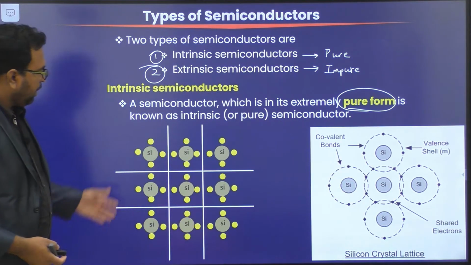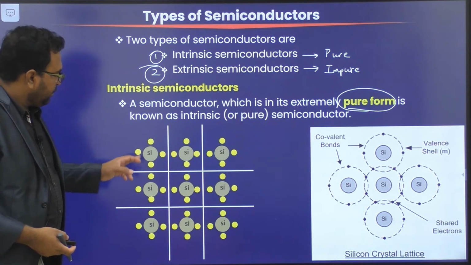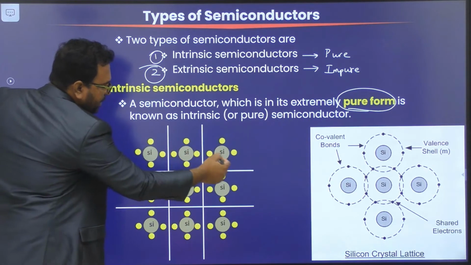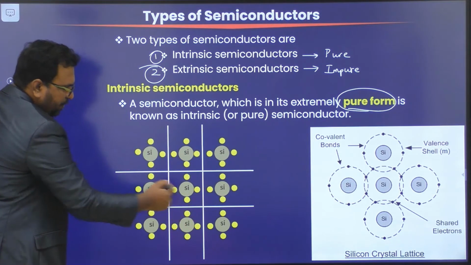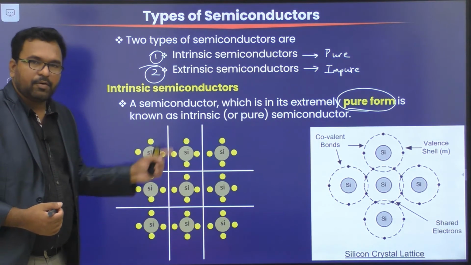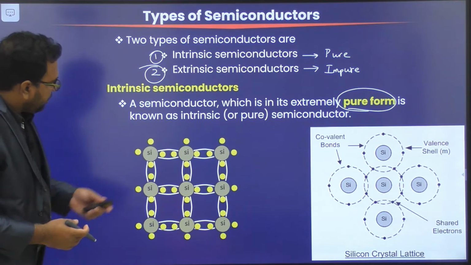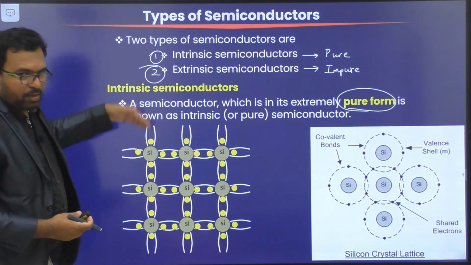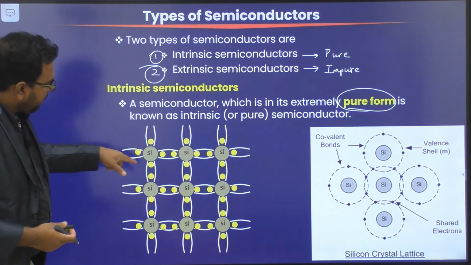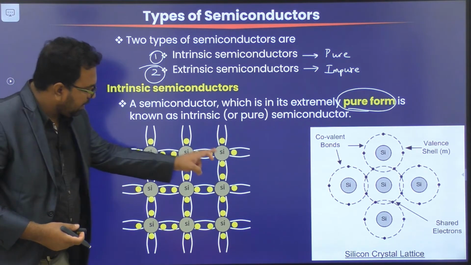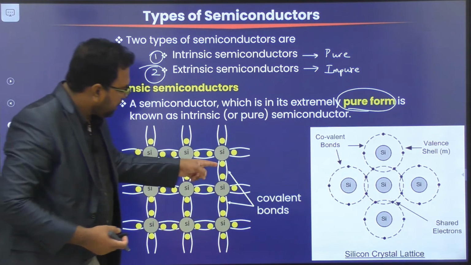For example, I have considered a few atoms like this. If you observe here, there are 4 electrons in their outermost shell. I have considered the valence electrons in all the atoms for explanation purposes. Each atom contains 4 electrons in the outermost orbit, and these electrons will form covalent bonds with their neighboring atoms. This atom will also form covalent bonds with neighboring atoms, which I have not shown. But each electron will form a covalent bond with the neighboring atoms. All the atoms here are silicon, and these are called intrinsic semiconductors.